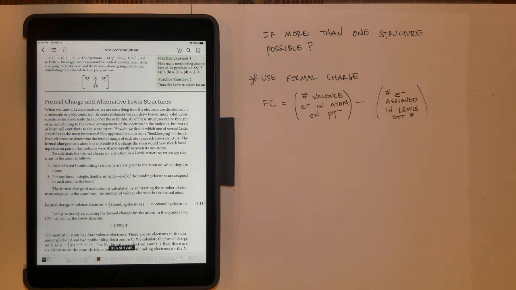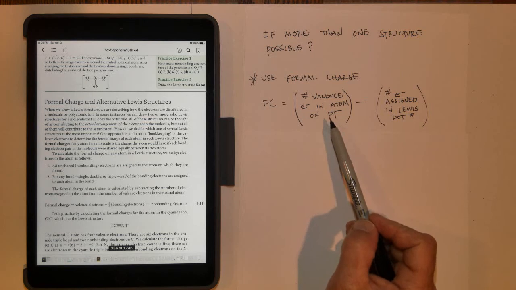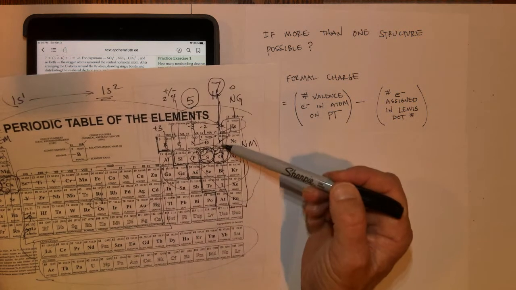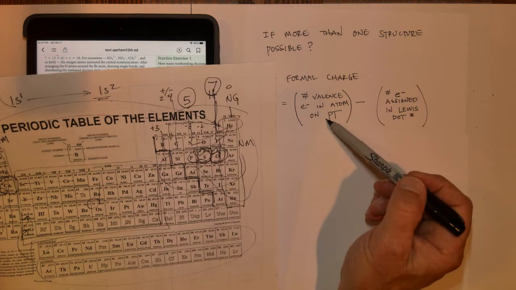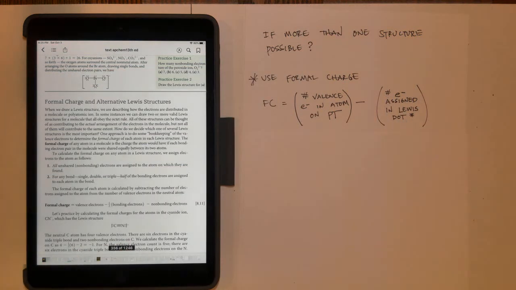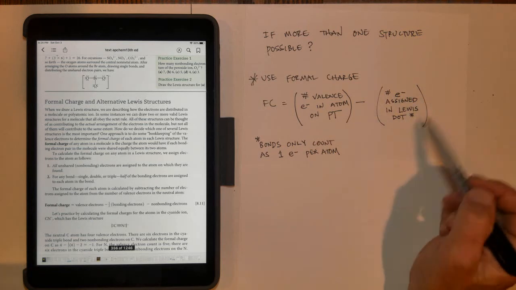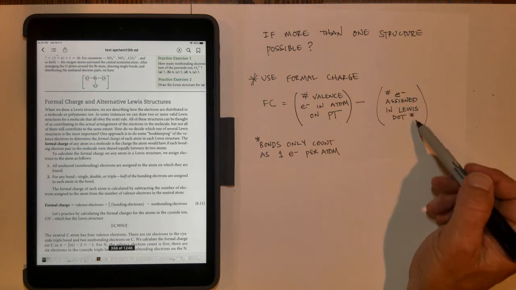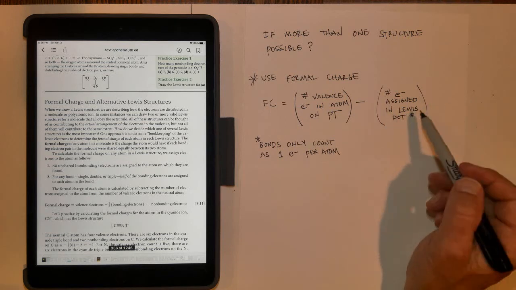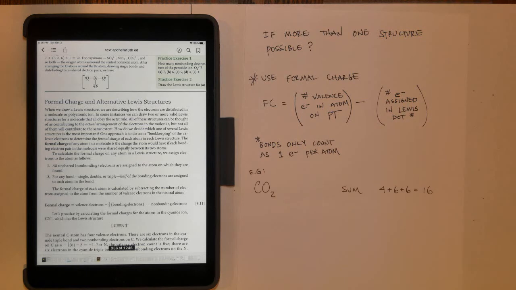So here's how to calculate formal charge. Formal charge is calculated by taking the number of valence electrons in an atom on the periodic table, like, for example, let's say it was fluorine. Well, 7 electrons would be assigned to that, so you put a 7 here, minus the number of electrons assigned in a Lewis dot structure for that atom. Now, bonds only count as 1 electron per atom, so be careful when you're adding this up. If it's an unshared pair, you count 2 electrons. If it's just a dash, a bond, then remember you assign only 1 electron for that. You'll see in an example in a little bit.